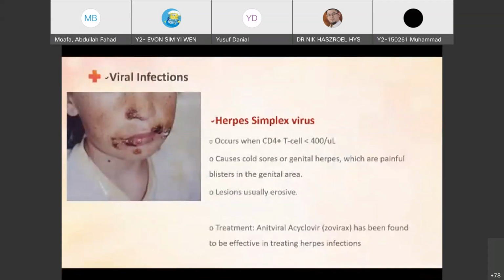For viral infection, herpes simplex virus is categorized here, where herpes simplex infection occurs when CD4 plus T cell counts fall to below 400 per cubic millimeter, and it can cause cold sores or genital herpes, which are painful blisters in the genital area, and the lesions are usually erosive. And for the treatment, Zovirax has been found to be effective in treating the herpes infections.